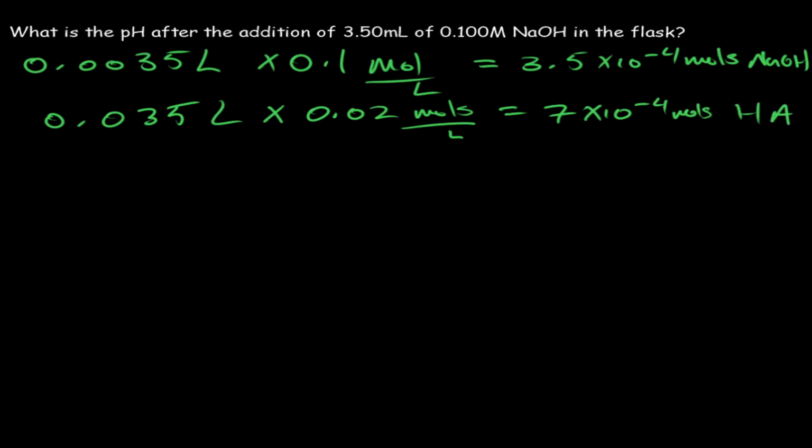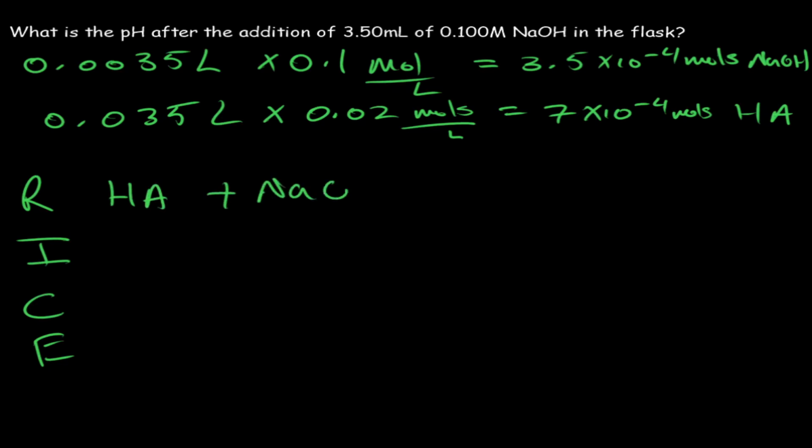So the next thing to do is to do our RICE table to see what reaction is going on in our flask. So we know we have to react our acetic acid with our NaOH, and that will give us our NaA, which is our sodium acetate, and water. So we will be using moles as our initial amounts instead of molarity, because now we have a reaction and our volume has been changed.